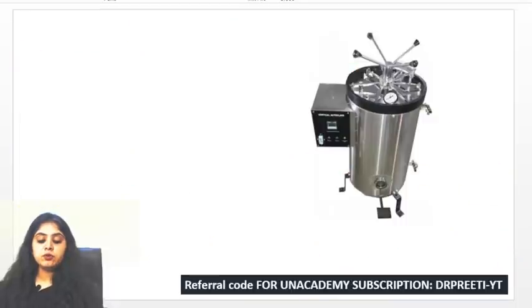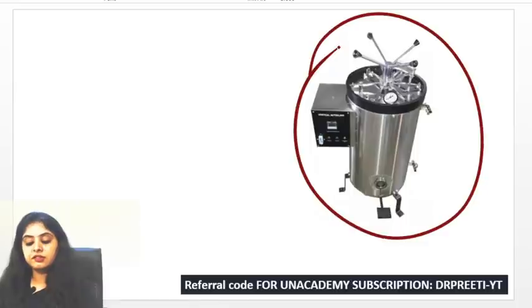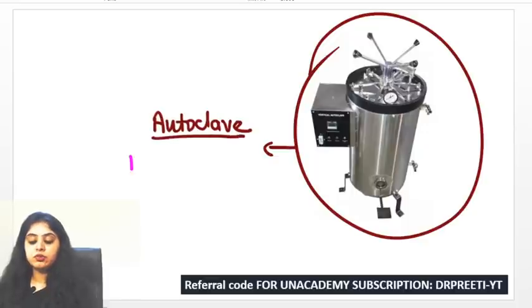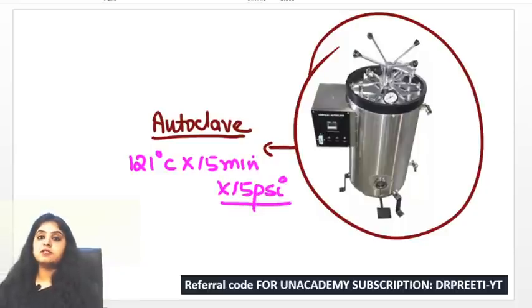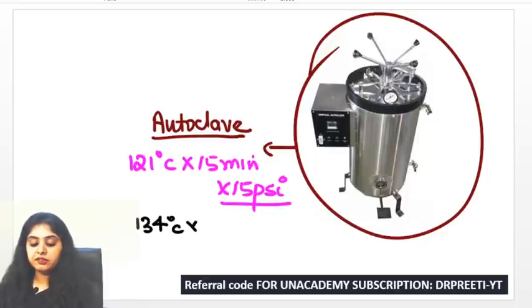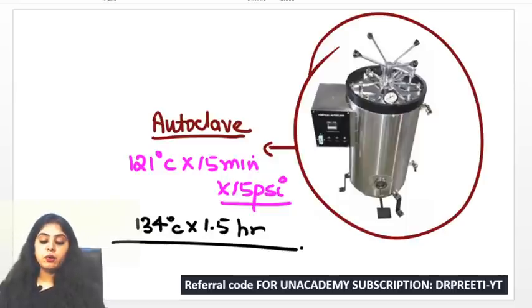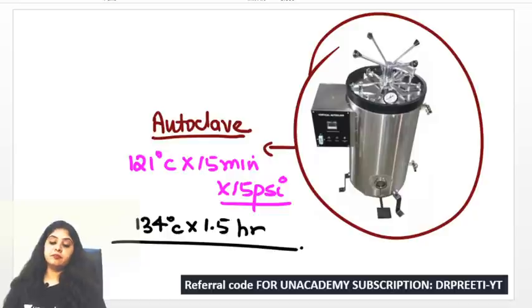Next, I'm going to show you 2-3 pictures. I hope everyone is very well versed with this picture. What is this? This is an autoclave. So yes, what temperature do you use it on? 121 degrees Celsius for 15 minutes at 15 pounds per square inch. Okay, 121, 15 minutes. But for prions, 134 degrees Celsius for 1.5 hours. This is an autoclave, please remember.